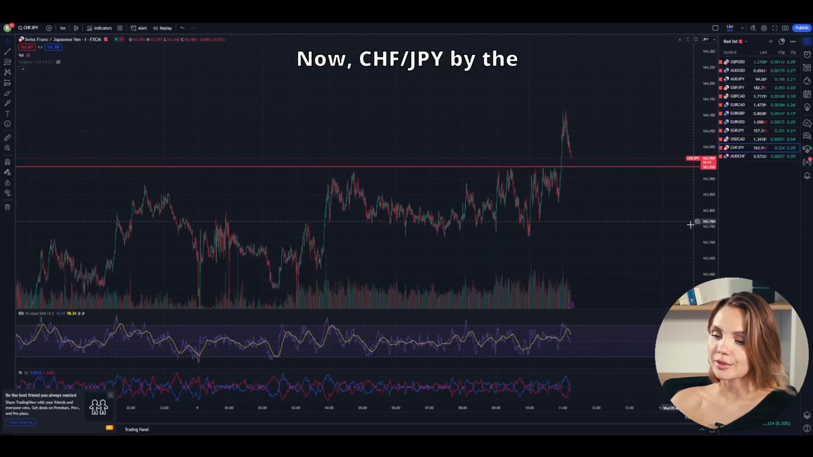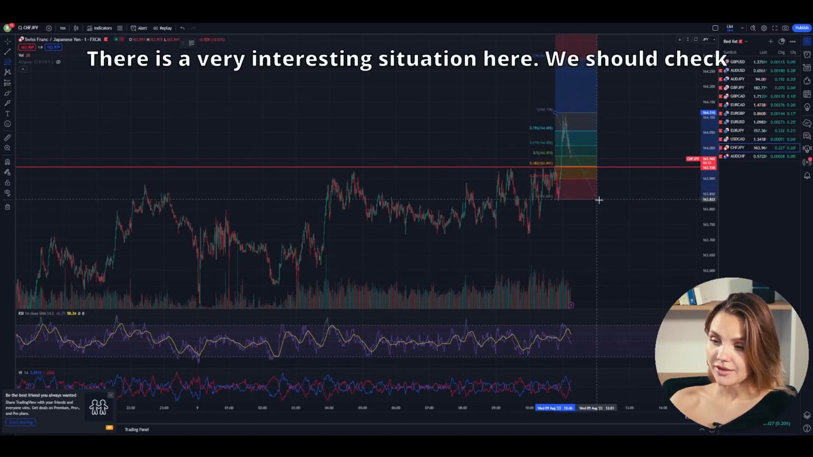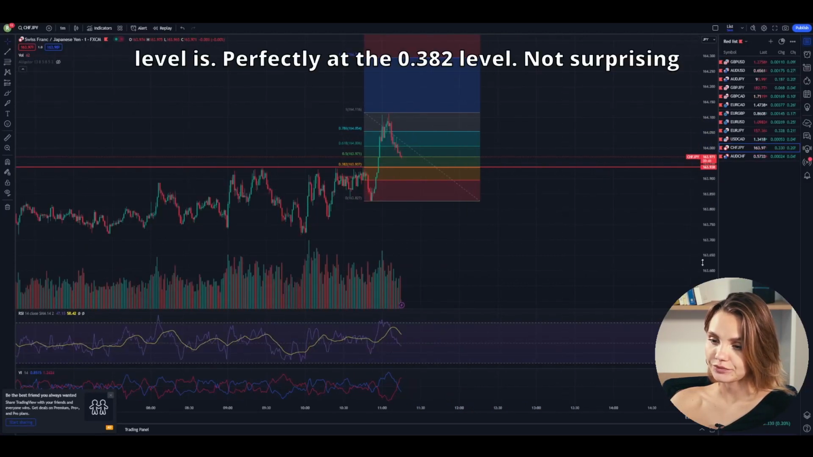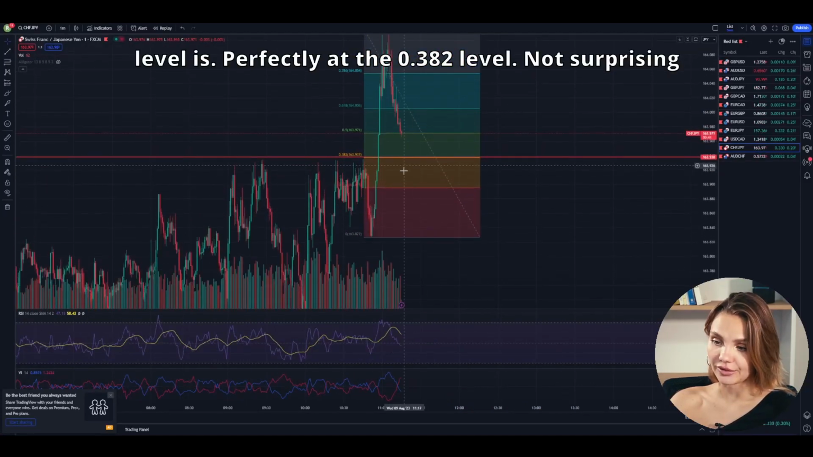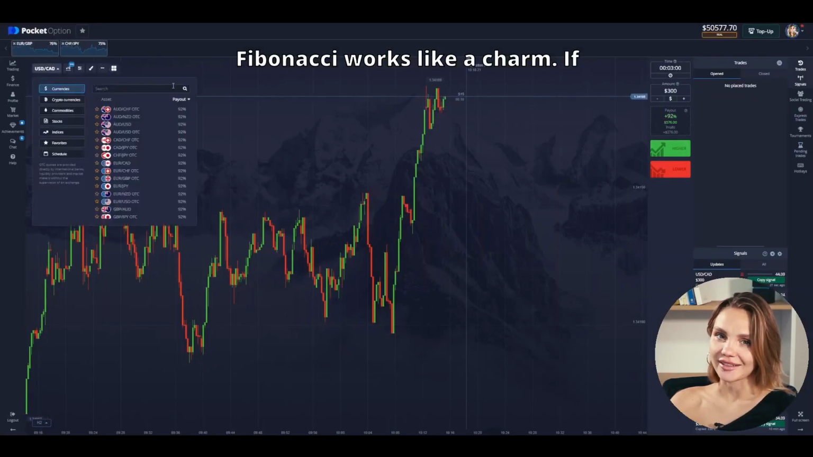Now, Czech franc and Japanese yen, by the way, we're still waiting for that retest. There is a very interesting situation here. We should check Fibonacci to see where the resistance level is. Perfectly at the 0.382 level. Not surprising, Fibonacci works like a charm.